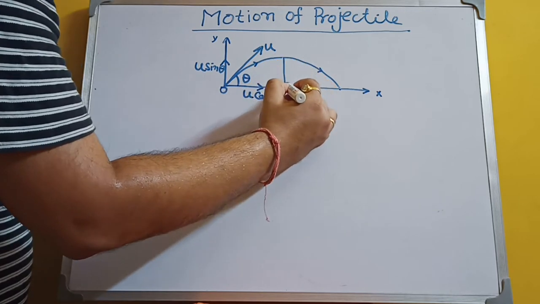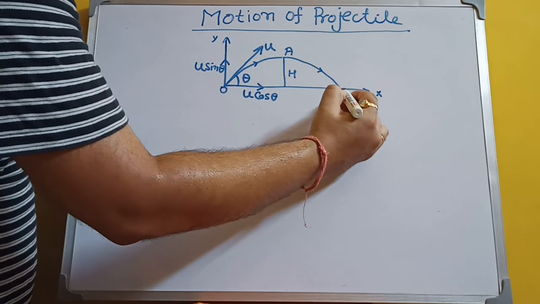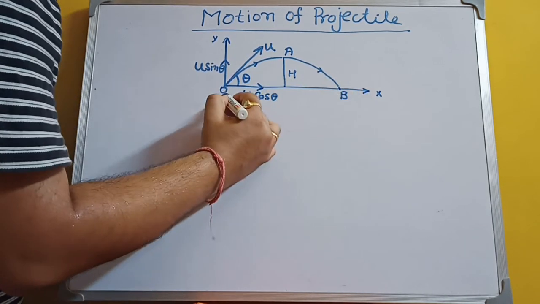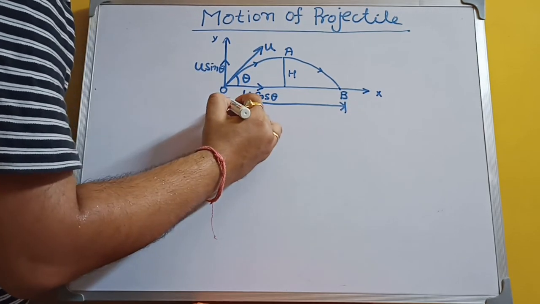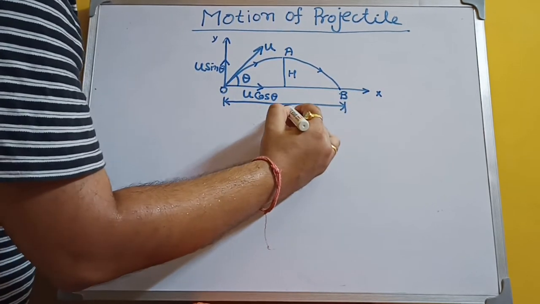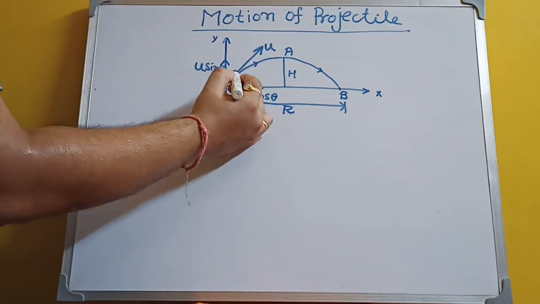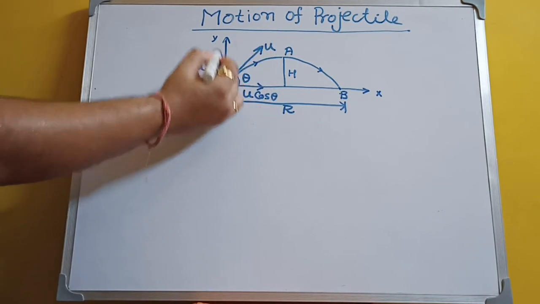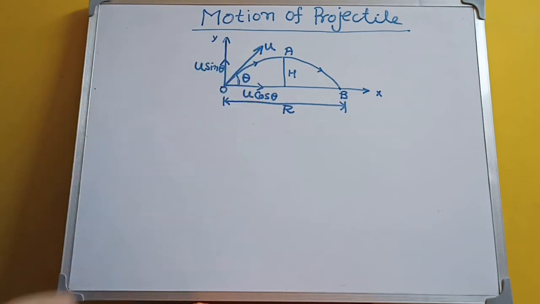This is the maximum height h. A is the maximum height position and B is the ending position. The horizontal range between this position and this position is r. The initial velocity is u, and the angle at which you throw this object is theta. U has two components: one is the horizontal component u cos theta, another is u sin theta, the vertical component.